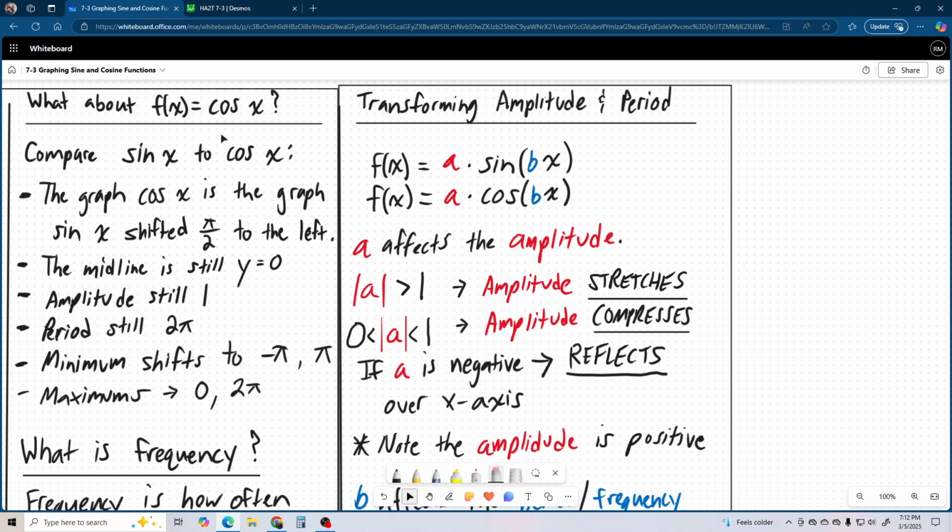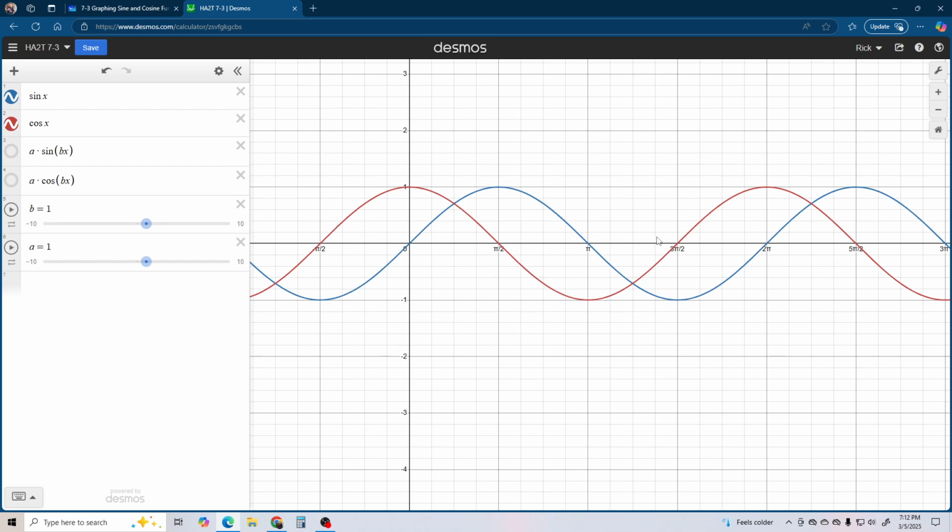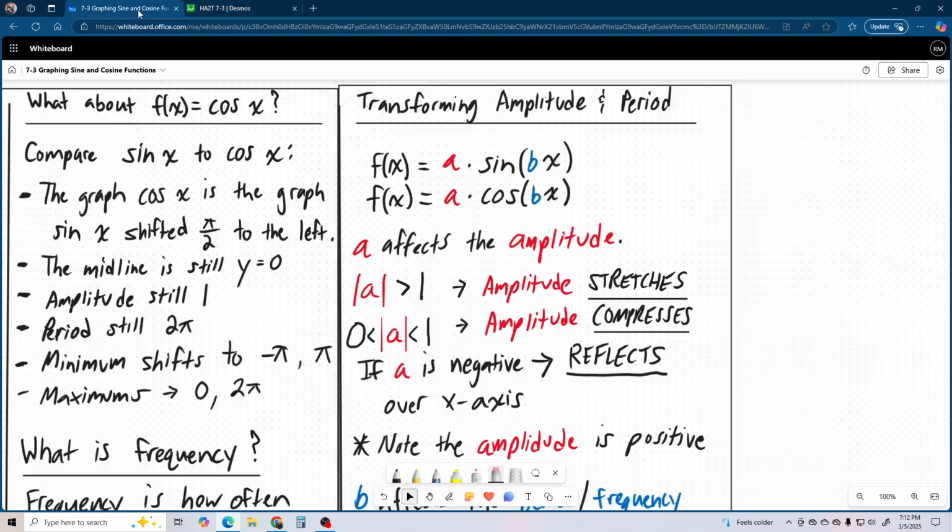But all that's going to change is where our maximum and minimum values are. It doesn't change the period. It doesn't change the amplitude, right? It doesn't change the midline. Those things don't change. The only thing that changes is where our values are. So in other words, where are we at 1? Where are we at 0? Those things are going to change slightly, right? And we can talk about that.